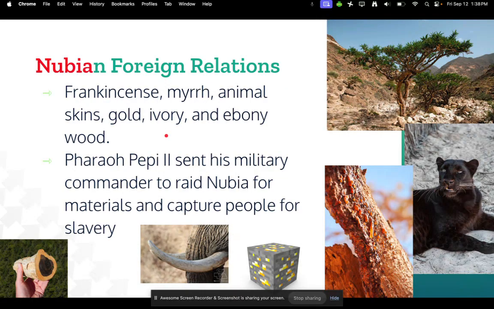So Nubia was a very important part of the economy of the world during this time. The reason for that is because it had a lot of desired goods, such as frankincense and myrrh, which are the sap that comes from trees, like you can see right here. So that's what the tree looks like, and that's the sap. Also, animal skins, gold, ivory, and ebony wood. Ebony wood is really unique because on the outside, it's kind of a tannish color, but on the inside, it's pure black. It's also a very hard wood.